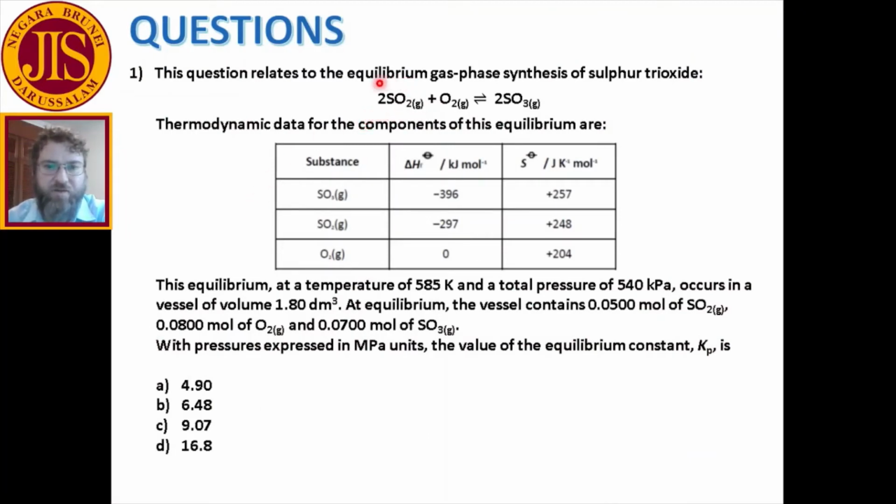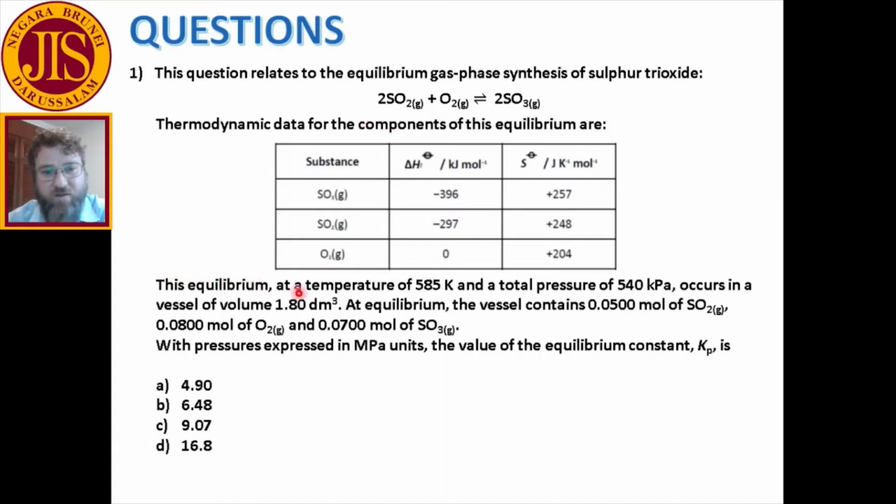It's about sulfur dioxide reacting with oxygen to give sulfur trioxide. That's an important step of the contact process used to make sulfuric acid, which is probably the most important industrial chemical there is out there. Anyway, we've got this table full of delta H of formation and some entropy values. And to be honest, that's just thrown in there to confuse you and add some extra info that you don't need. And the information you need is down here.